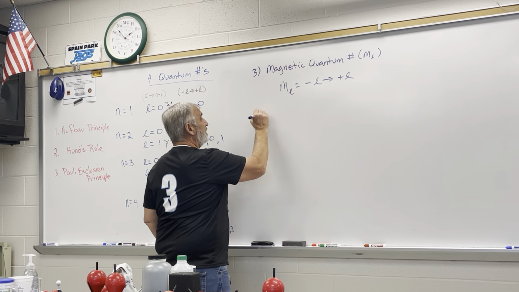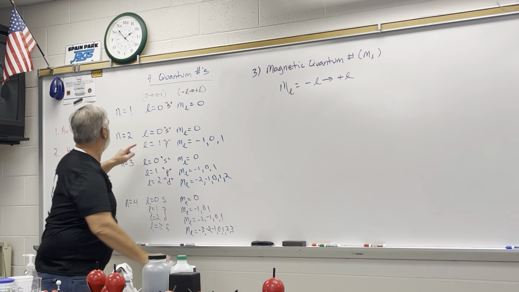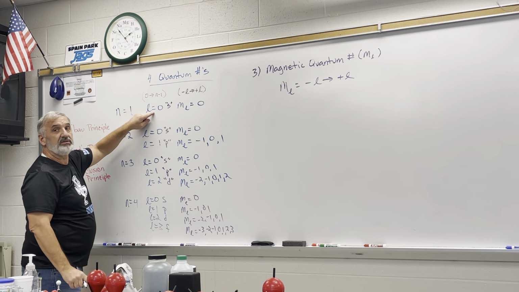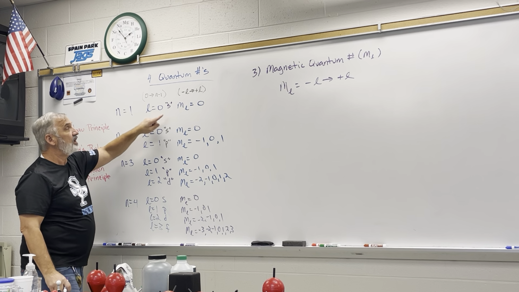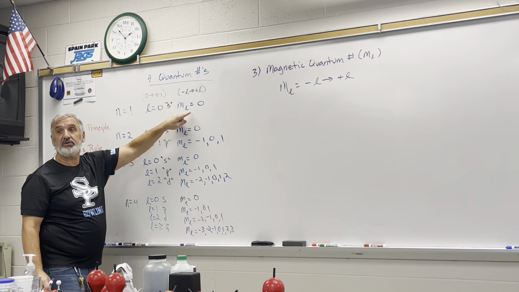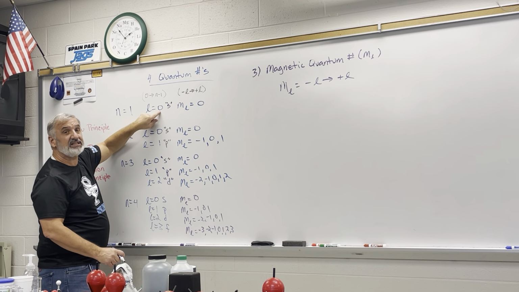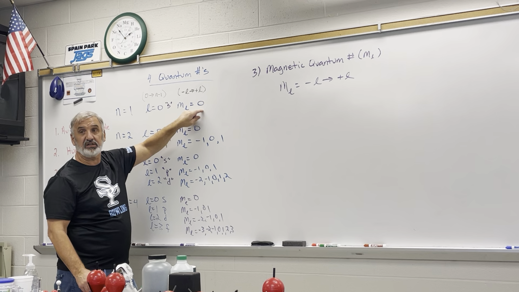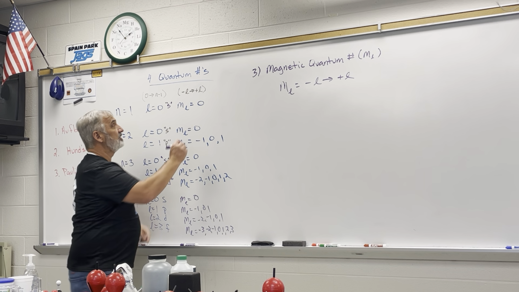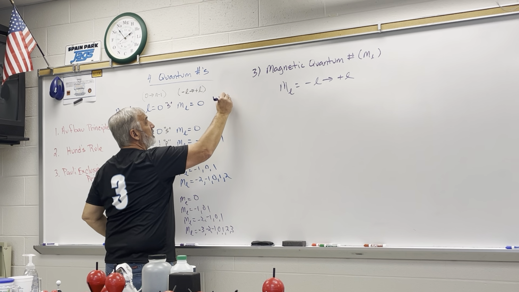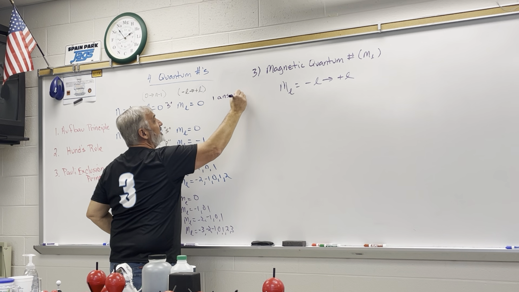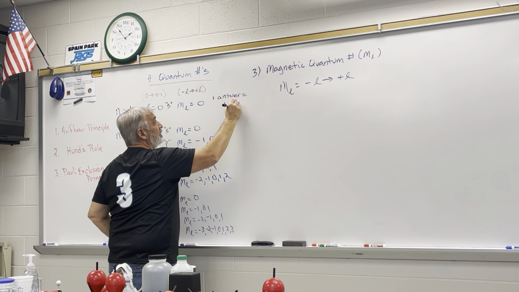So, if L equals 0, m sub L can only equal 0. Okay? Which means that on the S sublevel, there's only one answer for m sub L, equals 1 orbital.